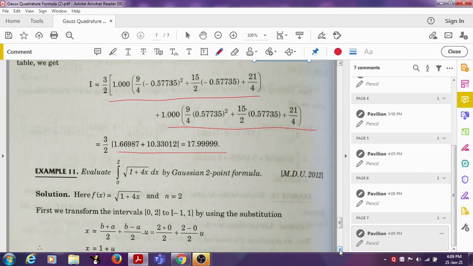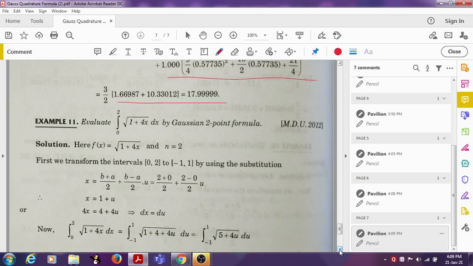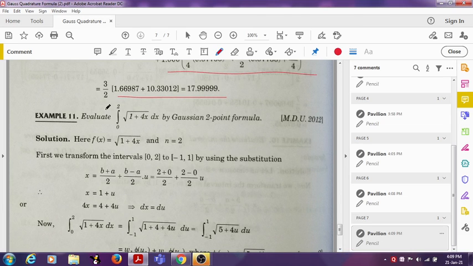Again we move on to our next problem. Here we are to evaluate the integral 0 to 2 of the square root of 1 plus 4x dx by the Gaussian 2 points formula. Here it is given that we are to take n equal to 2, and f(x) is the square root of 1 plus 4x. First we transform the interval 0 to 2 to minus 1 to 1, and now it is clear to us that this can be done by using the substitution method, x is equal to (b plus a)/2 plus (b minus a)/2 into u. We put the values of a and b in this equation and we find x in terms of u.